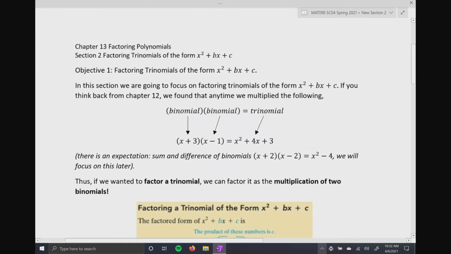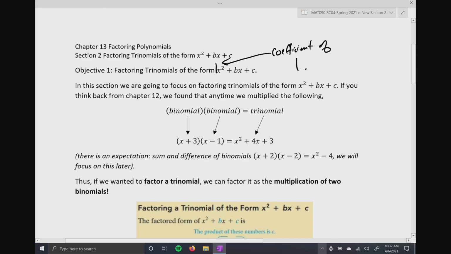Okay? So this next section is factoring trinomials of the form, and this is very important. The form is x squared plus bx plus c. In other words, you have a coefficient of 1 out front.